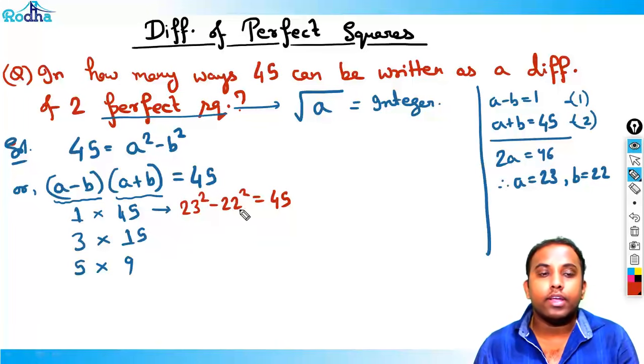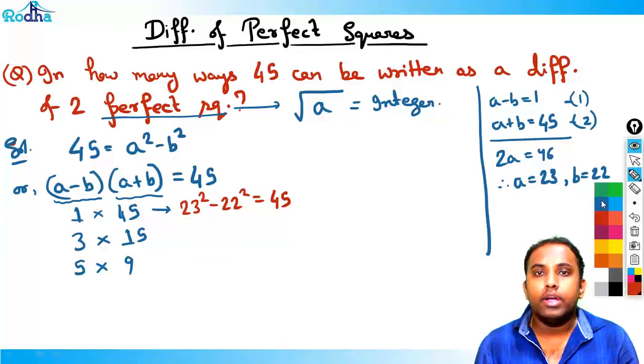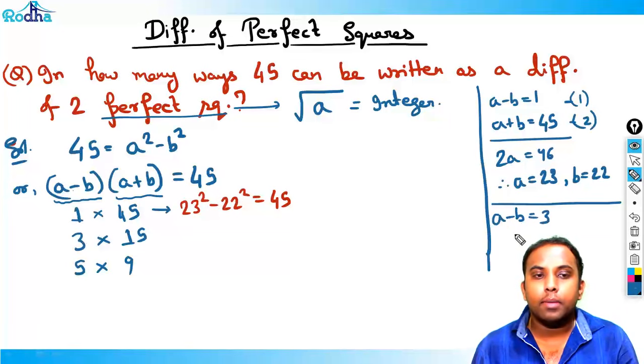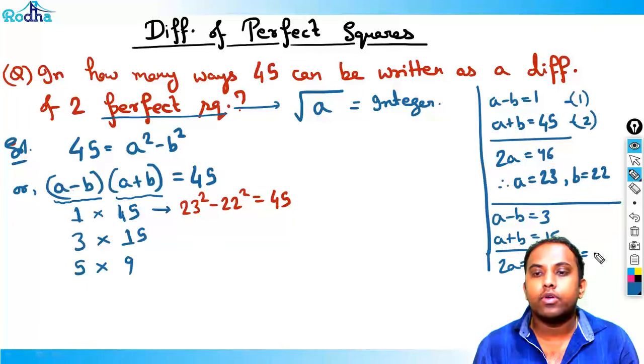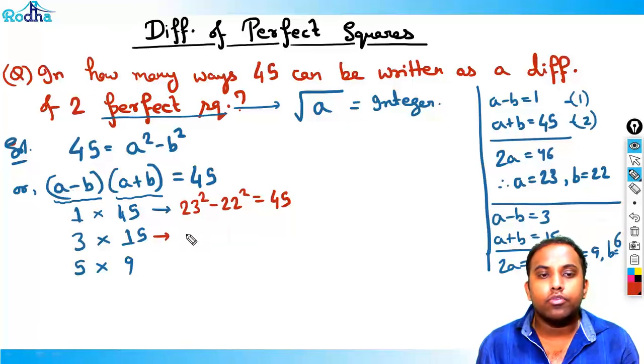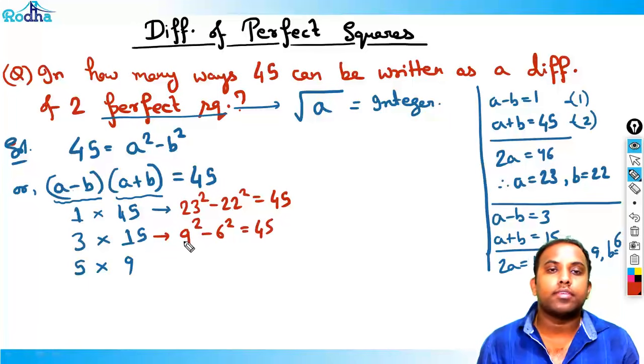If I try to find another way, I can find it. I don't need it, but I can. If I take the second equation, a minus b equal to 3 and a plus b equal to 15, and solve it, I'll get 2a equal to 18, therefore a is equal to 9. Then b will be equal to 6. That means another way of writing is 9 square minus 6 square, which gives 45.